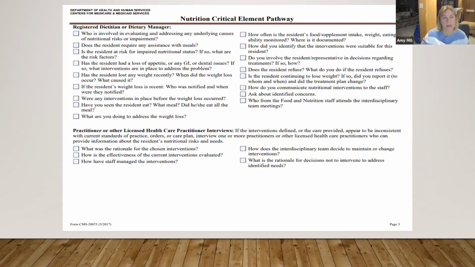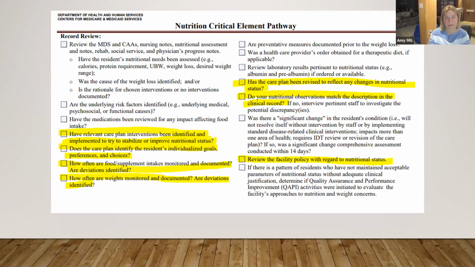Another page, and as you see, I have highlighted, is the care plan relevant? Are the interventions relevant, and have they been identified and implemented to try to stabilize or improve your nutritional status?